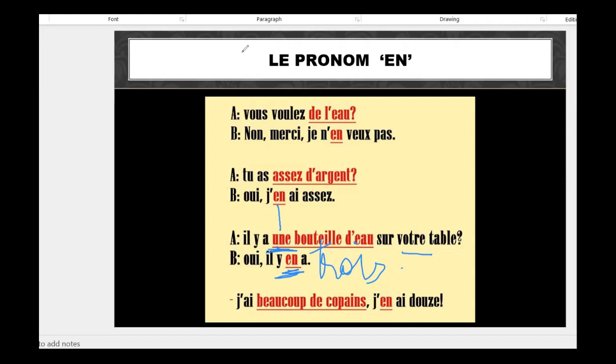So एक नहीं. Oh oui, il y en a 3. Il y en a déjà 3. There are already 3 of them. Don't worry. T'inquiète pas, il y en a déjà 3.